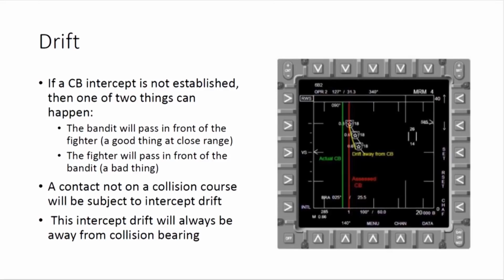If we see it drifting to the right, we know that our collision bearing should have been more to the left. And so what we'll do is we will turn to the right to adjust that radar contact to the left where the proper collision bearing should have been.